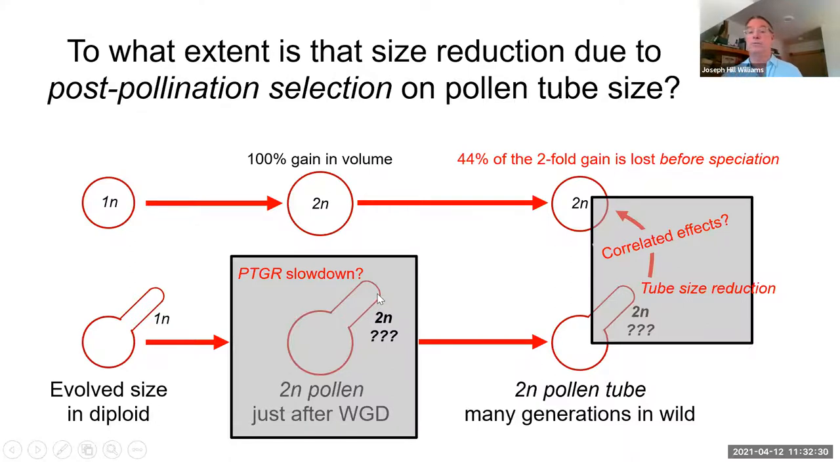And that could be because of competition with other pollen tubes. So smaller size means you can grow faster. You're putting that wall material into growing faster. In any case, whatever the mechanisms are for reducing pollen tube size, that could have correlated effects on pollen size, or maybe just independent effects. But in any case, these are two black boxes that I'd really like to explore further.